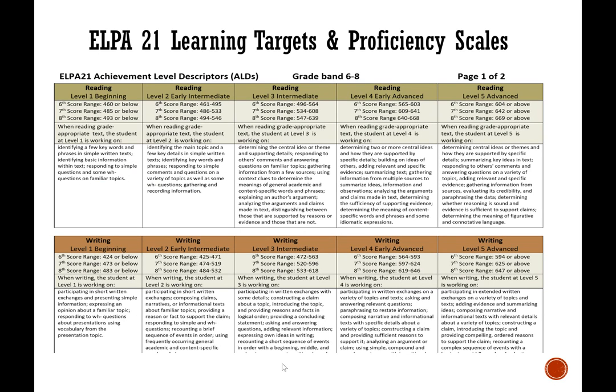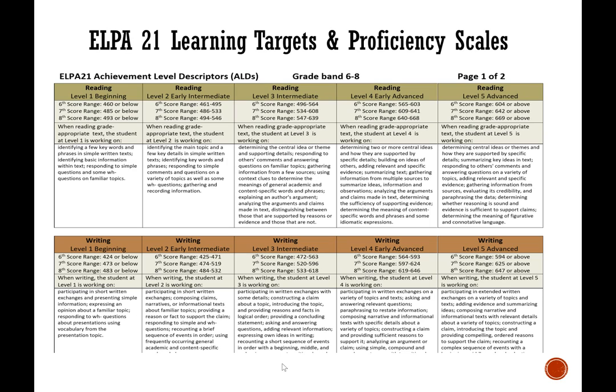English language proficiency assessments also provide guides for learning targets and proficiency scales. This happens to be an example of ELPA 21. And you can see the learning targets for reading and for writing. This happens to be for the grade band 6 through 8. And the proficiency scales move from level 1 beginning to level 2 early intermediate, all the way to levels 4 and 5, which are early advanced and advanced.